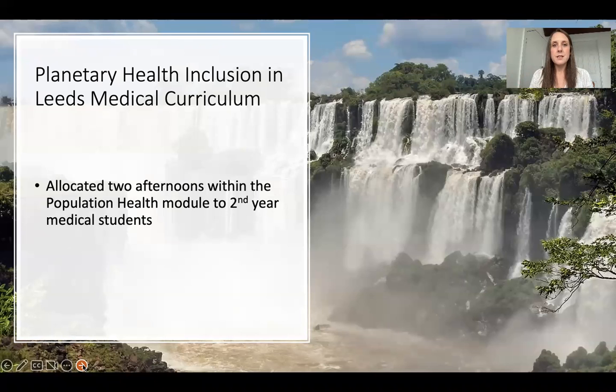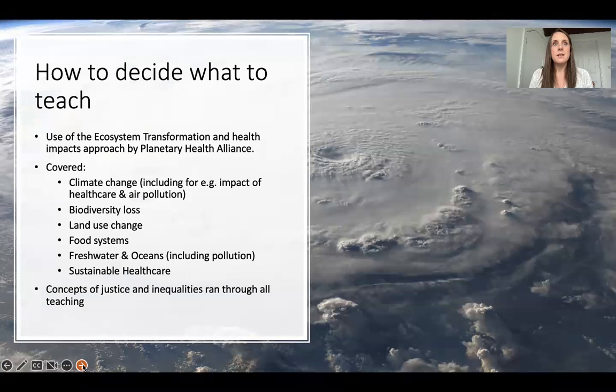I worked on producing teaching for these afternoons with supervision from Dr. Gemma Ashwell, who was module lead. Dr. Francesca Douglas, who was at the time a 5th year medical student, helped create some pre and post-course questionnaires. This teaching took an ecosystem transformation approach as laid out by the Planetary Health Alliance.